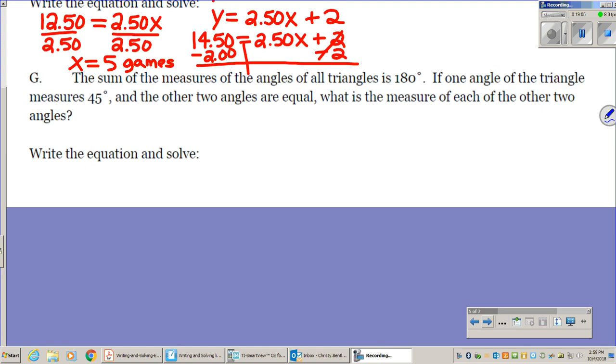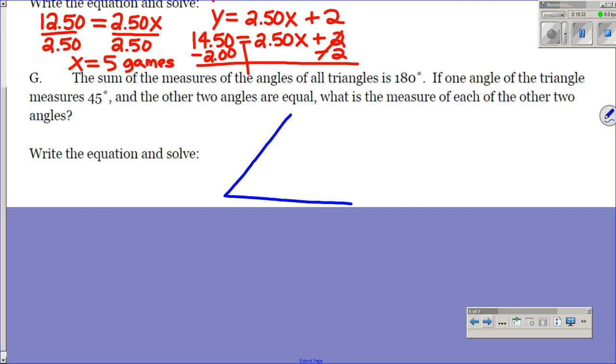Okay, this question's a little different, but I think if you draw a picture, this will help you visualize how to set the equation up. So it says the sum of the measure of the angles of all triangles is 180 degrees. If one angle of the triangle measures 45 degrees and the other 2 angles are equal, what is the measure of each of the other 2 angles? So we could kind of work backwards here, but I'm going to go ahead and draw a picture. We're going to say this is our triangle. We know this top angle is 45 degrees, and we are trying to find the 2 missing angles.